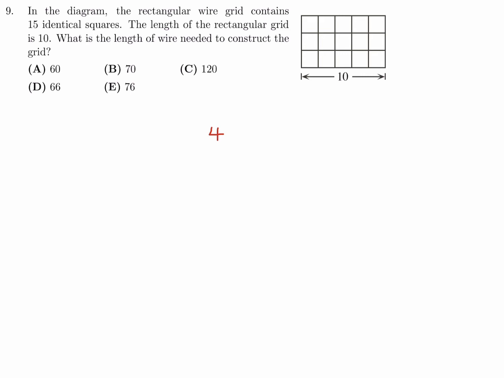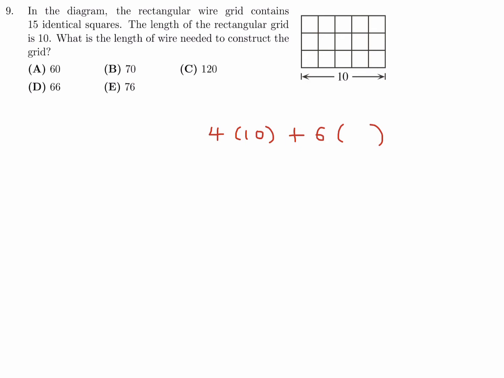So we got 4 times 10, correct? It's basically these 4 segments that they have drawn horizontally. Now, in terms of vertical, 1, 2, 3, 4, 5, 6 of those. So we've got to figure out plus 6 times something. But what is that something here?